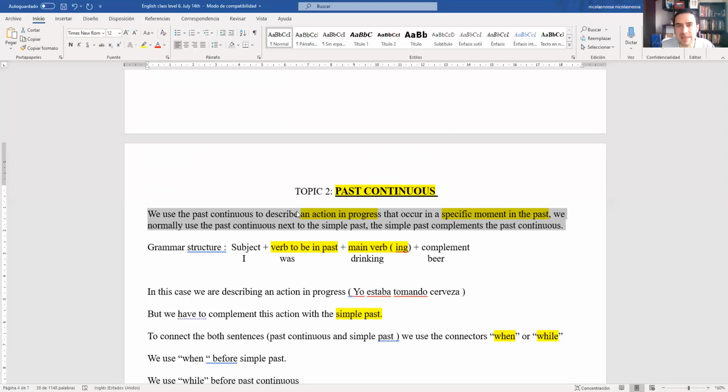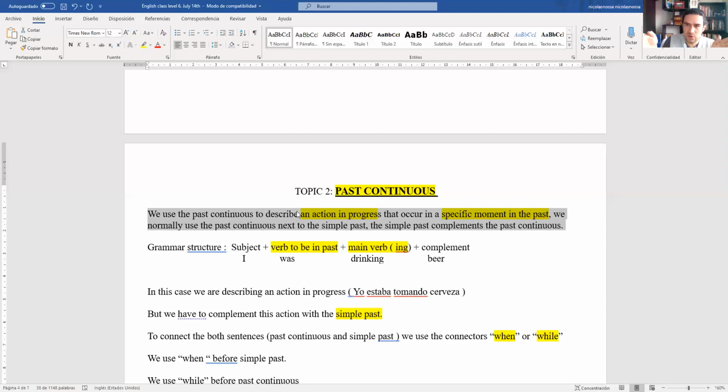Entonces, voy a describir qué estaba haciendo ayer a las 10 de la mañana. 10 de la mañana es un momento específico en el pasado. Entonces, a las 10, ¿qué estaba haciendo? I was cleaning my house yesterday. I was cleaning my house yesterday at 10 a.m., a specific moment, okay? ¿Listo? Entonces, ese es el past continuous, ¿listo?